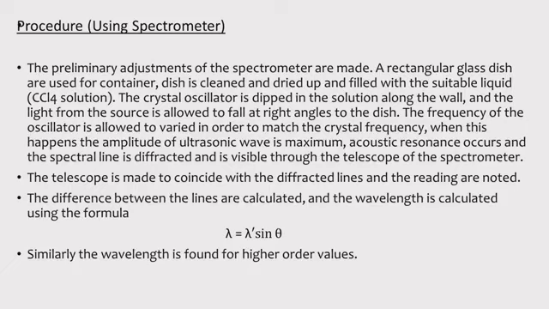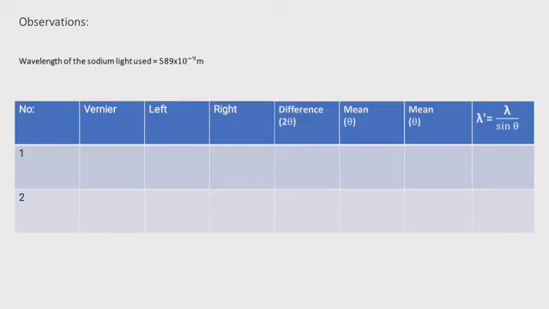This acoustic resonance diffracts the spectral lines coming from the source, and we see the diffracted spectral lines through the telescope on either side, and we calculate the readings. We note the readings on both of the vernier scales, and then we find the wavelength, which is changed as it passes through this liquid. And so here we have the tabular column.